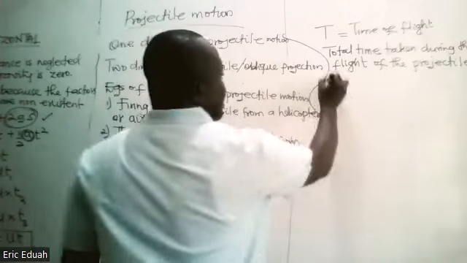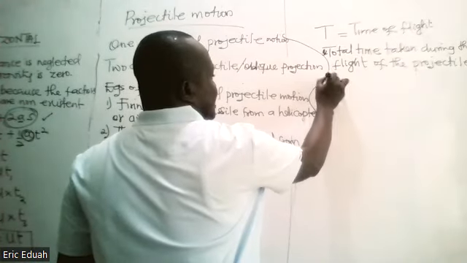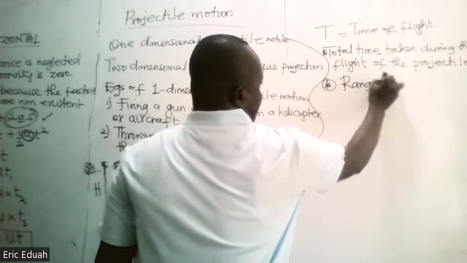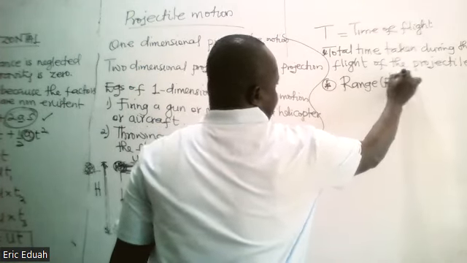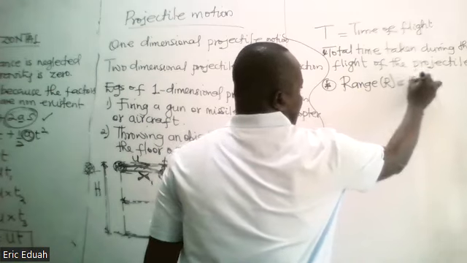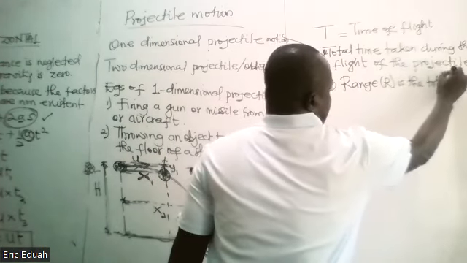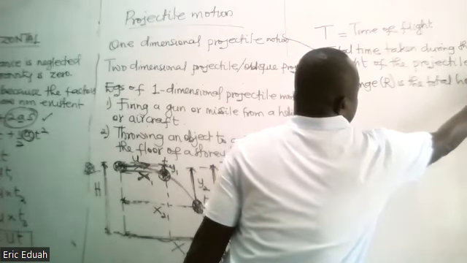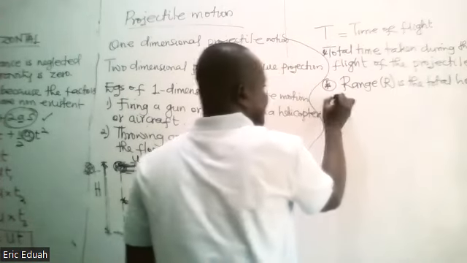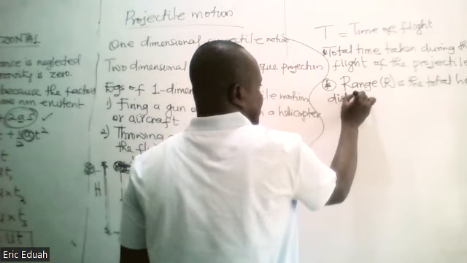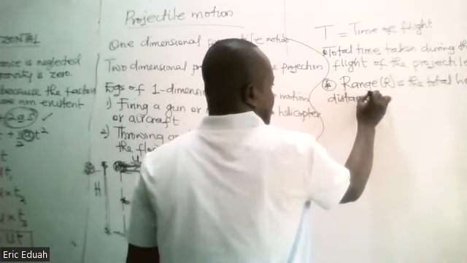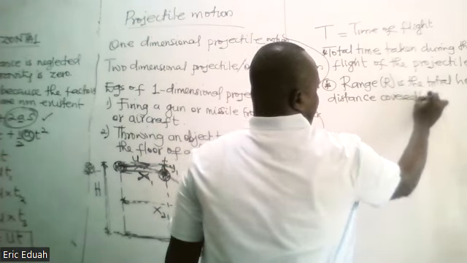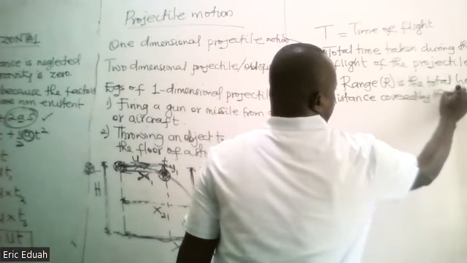So the range R is the total horizontal distance covered by the projectile.